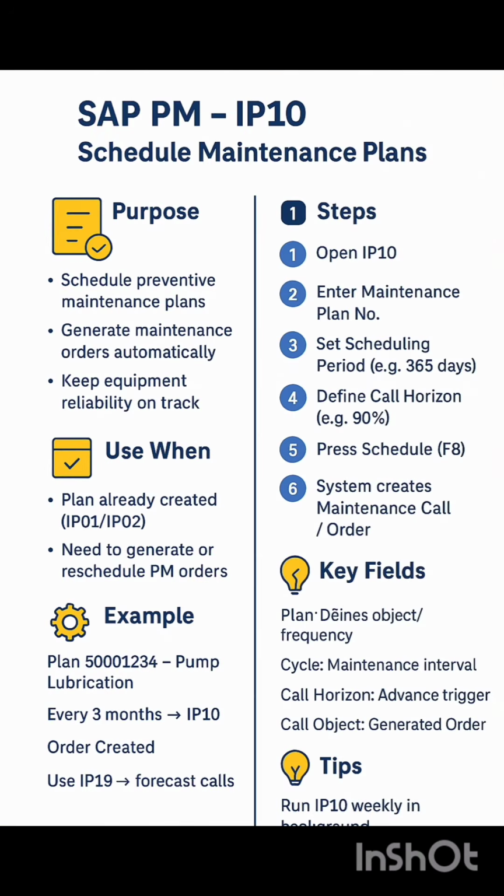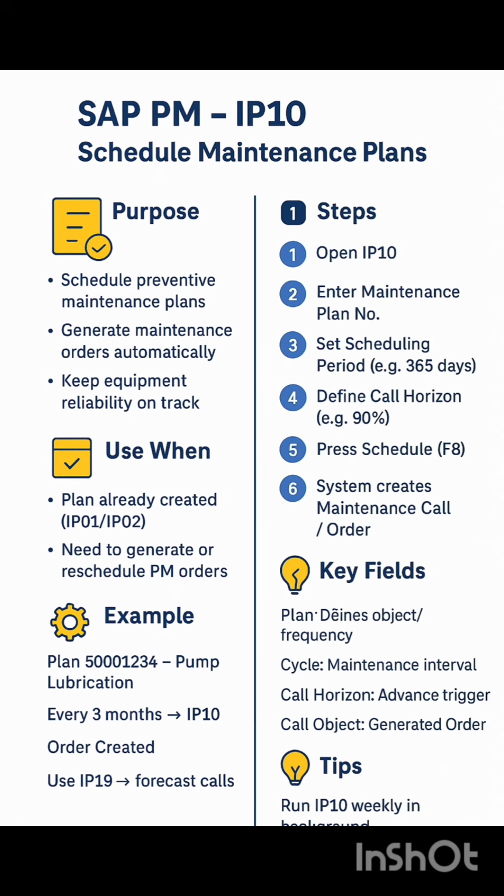Today we will discuss SAP PM IP10 transaction that is used to schedule maintenance plans. In purpose, it is used to generate maintenance orders automatically. It keeps equipment reliability on track. It can be used when plans are already created using IP01 or IP02. It needs to be generated for rescheduling of PM orders.